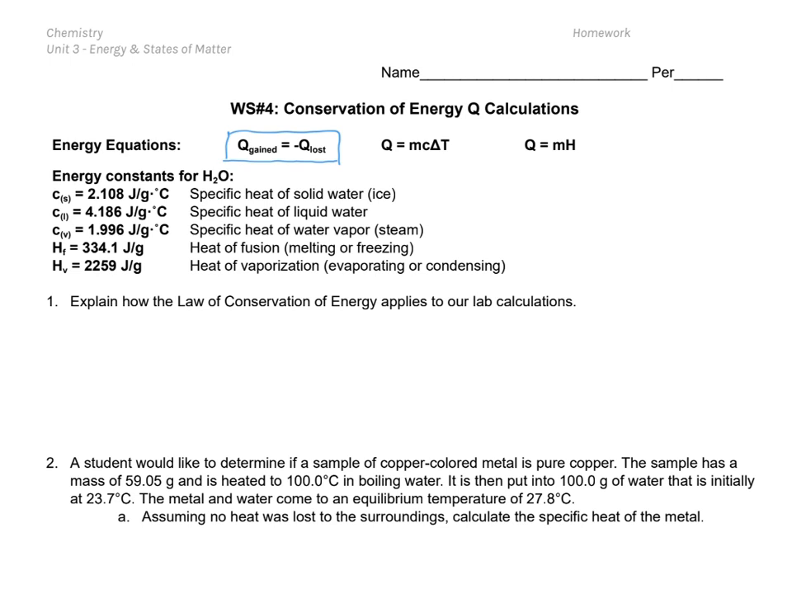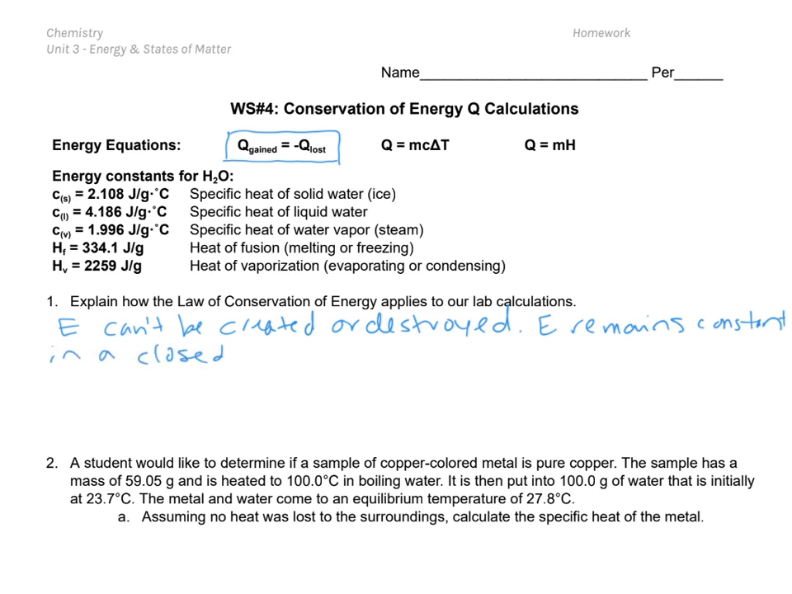So the law of conservation of energy says that energy cannot be created or destroyed. So let's write that down. Can't be created or destroyed. And how that relates here is that the energy remains constant in a closed system. And in our lab, we were attempting to have a closed system. Sorry for the sloppy handwriting, it's hard to write on the screen. So we were attempting to have a closed system.